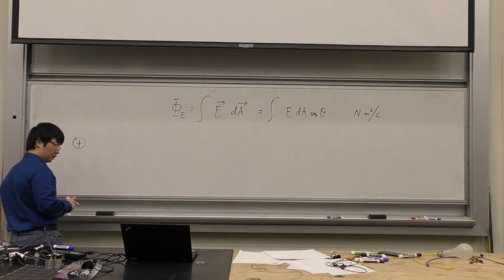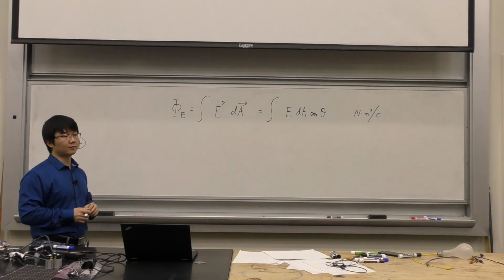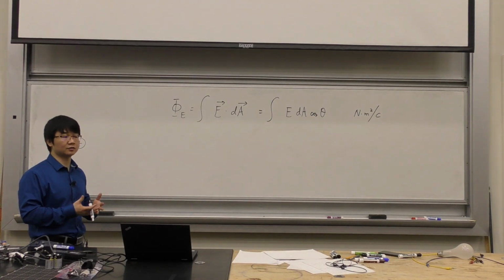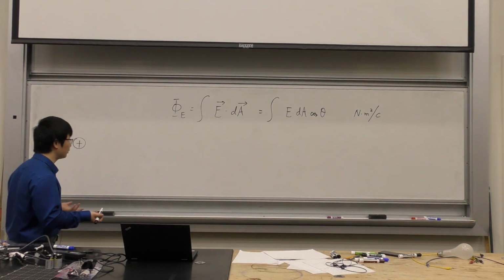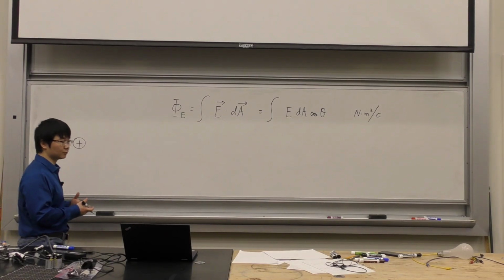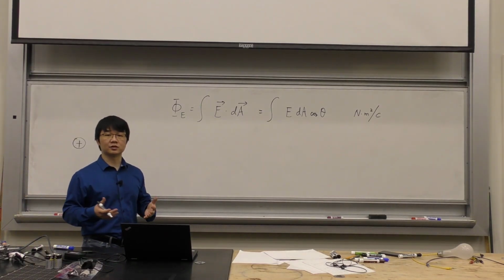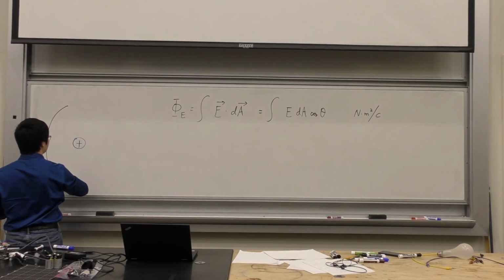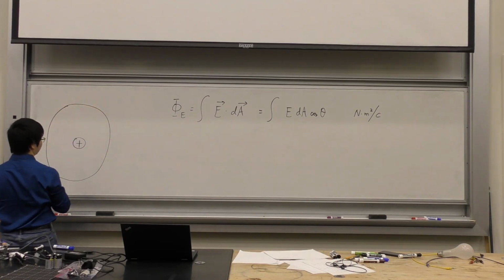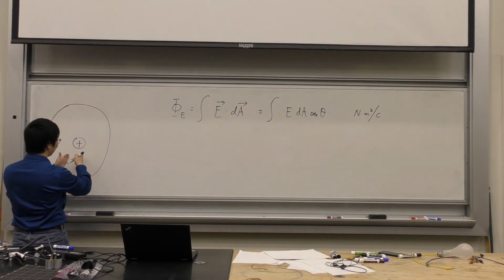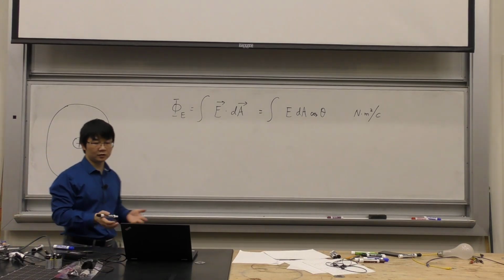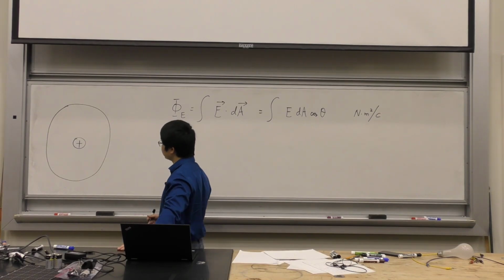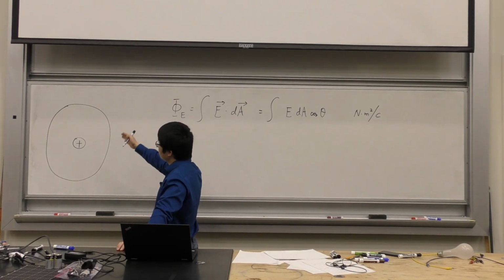Say I have a positive charge here. Now I'm going to draw a surface. The surface doesn't have to be real, it can be imaginary. As we're going to see when we solve a problem, usually we use an imaginary Gaussian surface. So there's the surface. Say you put this charge right at the center of this spherical surface. Now I want to find the electric flux through this surface.